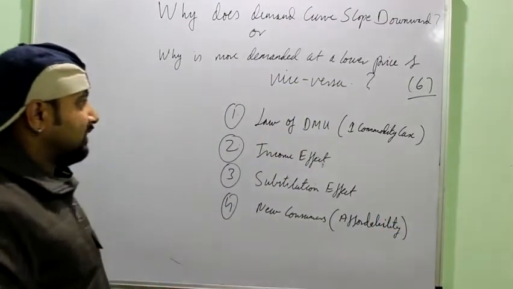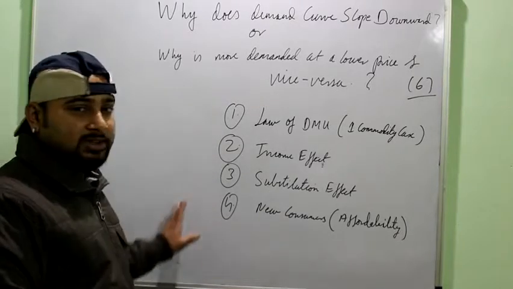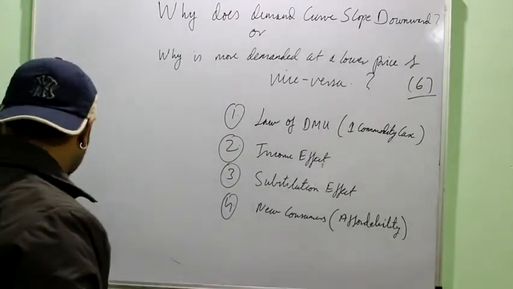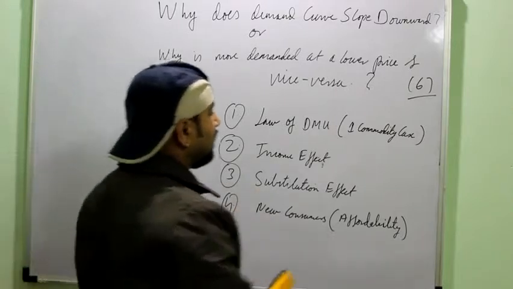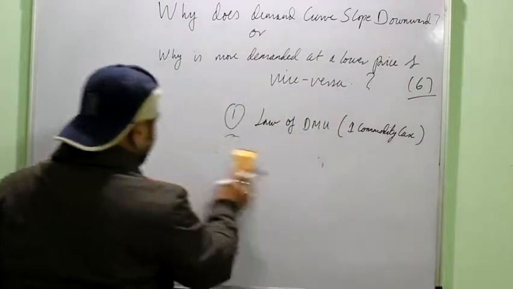Okay, so if a 6-mark question is asked regarding this, prove the law of demand or why does the demand curve slope downward, explain all these 4 points. These are the 4 important points which prove the law of demand, right? Now we will study them in detail. First is the law of DMU.